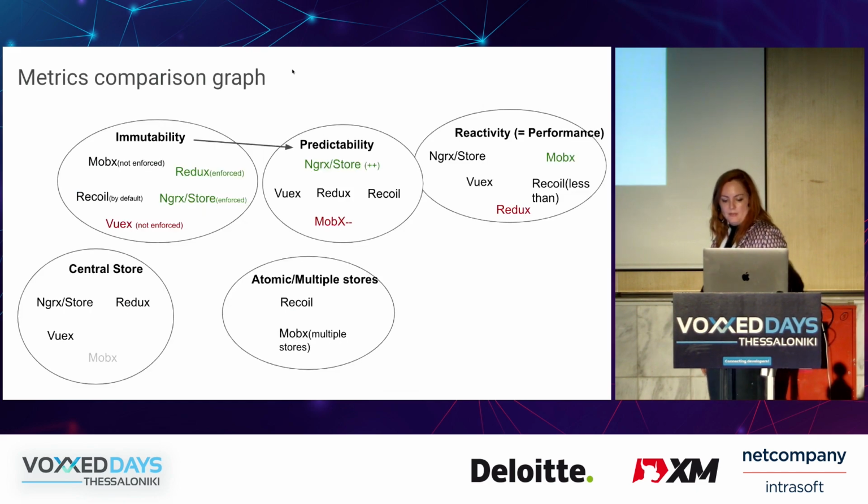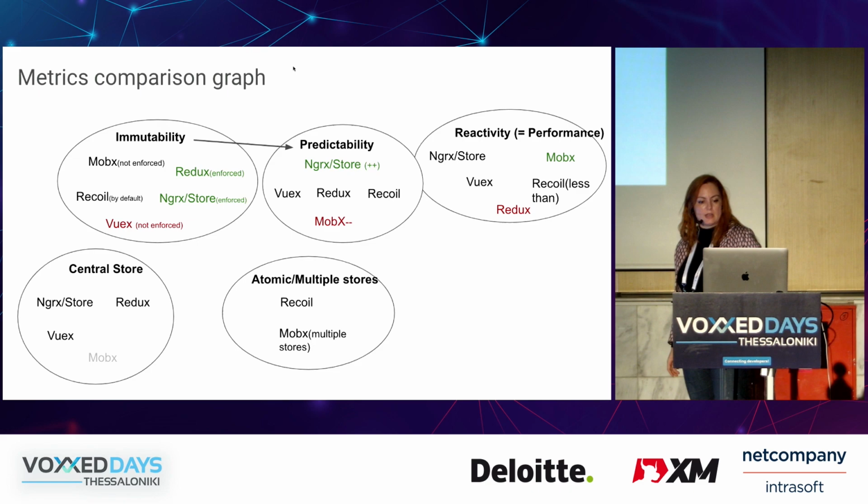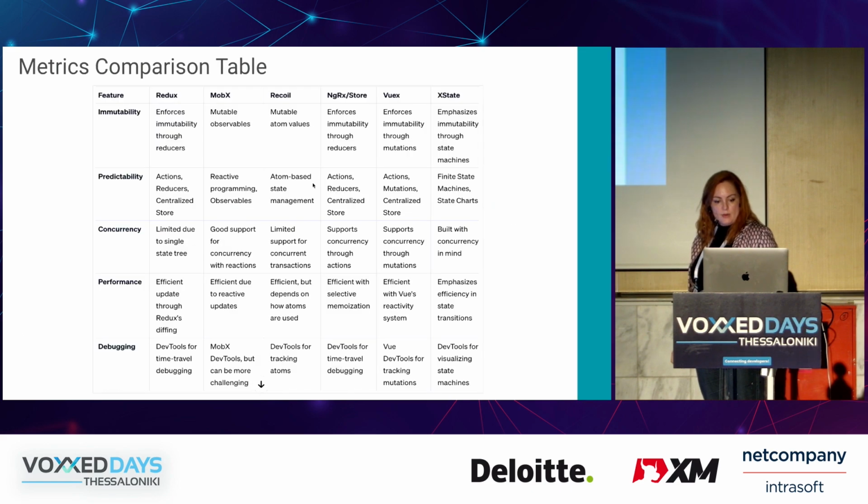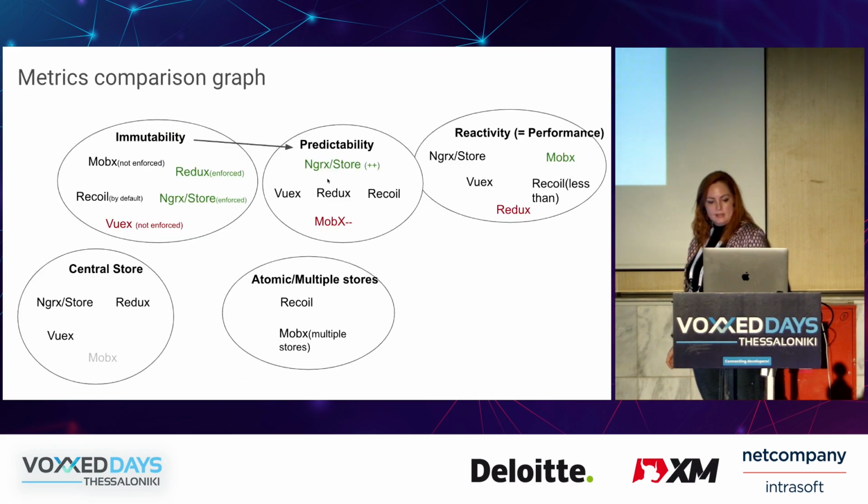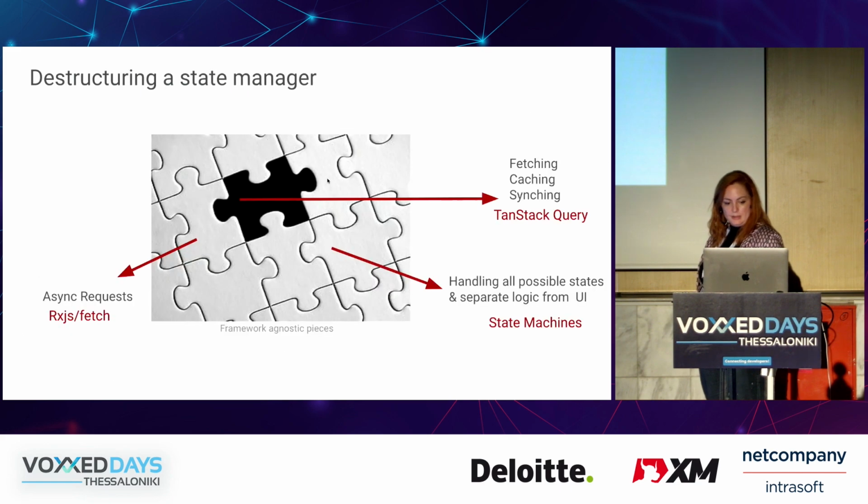This is another funny graph that I created which helps for visualization of the strength of each one. You can see with green, strong predictability, with black moderate, and with red, no predictability at all.